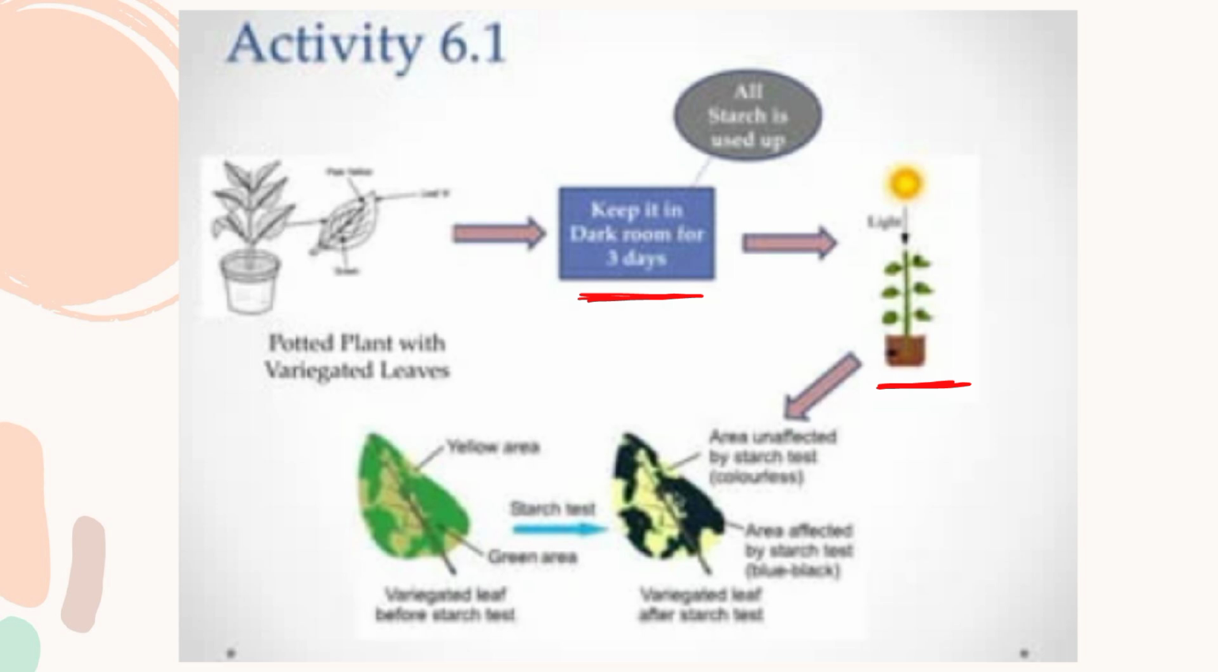So this iodine solution shows the region where the starch is present in the leaf. If we take the leaf placed in iodine solution and see, we can see where the starch is present, and this starch is present only in regions where the chlorophyll was present on the leaf. So this is your experiment activity number 6.1.